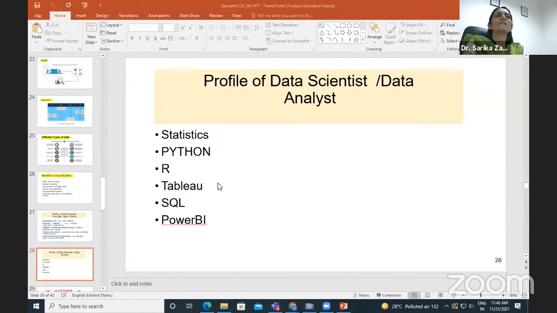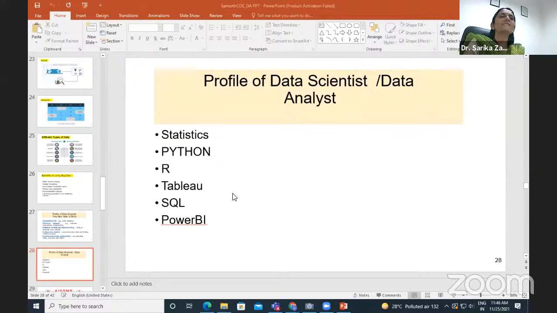Another is R and Tableau. R might be in some programs we have. In our college we are teaching R also and Python also. R is just like Python, but R has limitations, as it is specifically for data science. But as a data scientist, you must know the R program also. Tableau, these are the tools. A number of tools are there in the market.